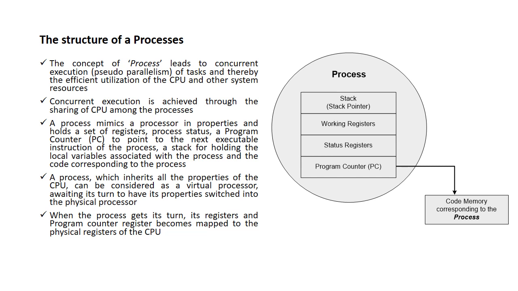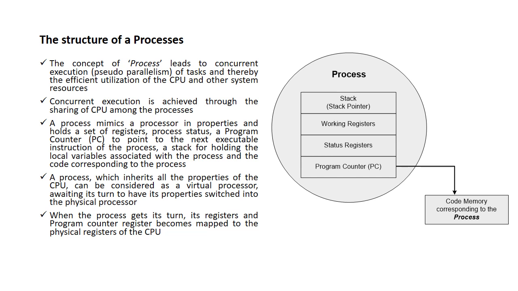Concurrent execution is achieved through the sharing of CPU among the processes. The process mimics a processor in properties and holds a set of registers: process status, a program counter to point to the next executable instruction of the process, a stack for holding the local variables associated with the process, and the code corresponding to the process. So the process also holds some registers to mimic the actual processor: the process status register, program counter register, stack pointer register, and some working registers.